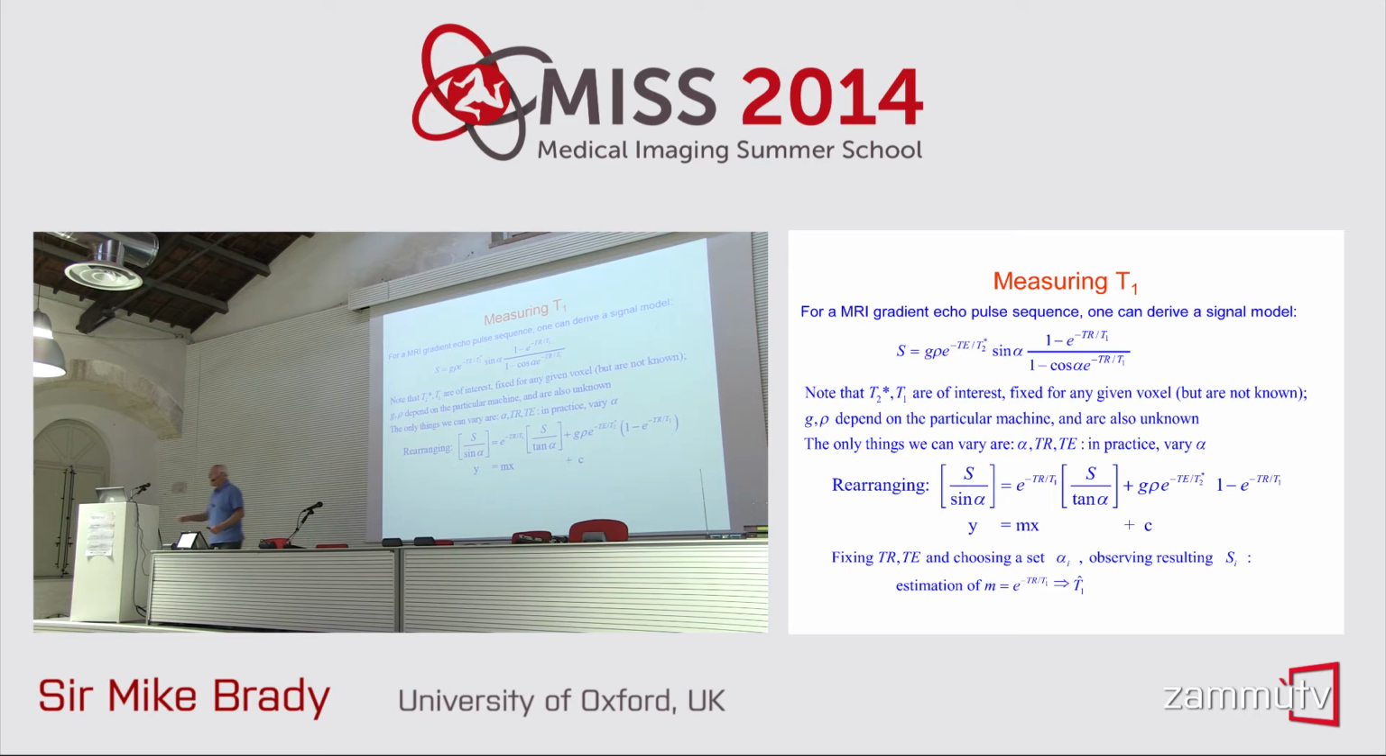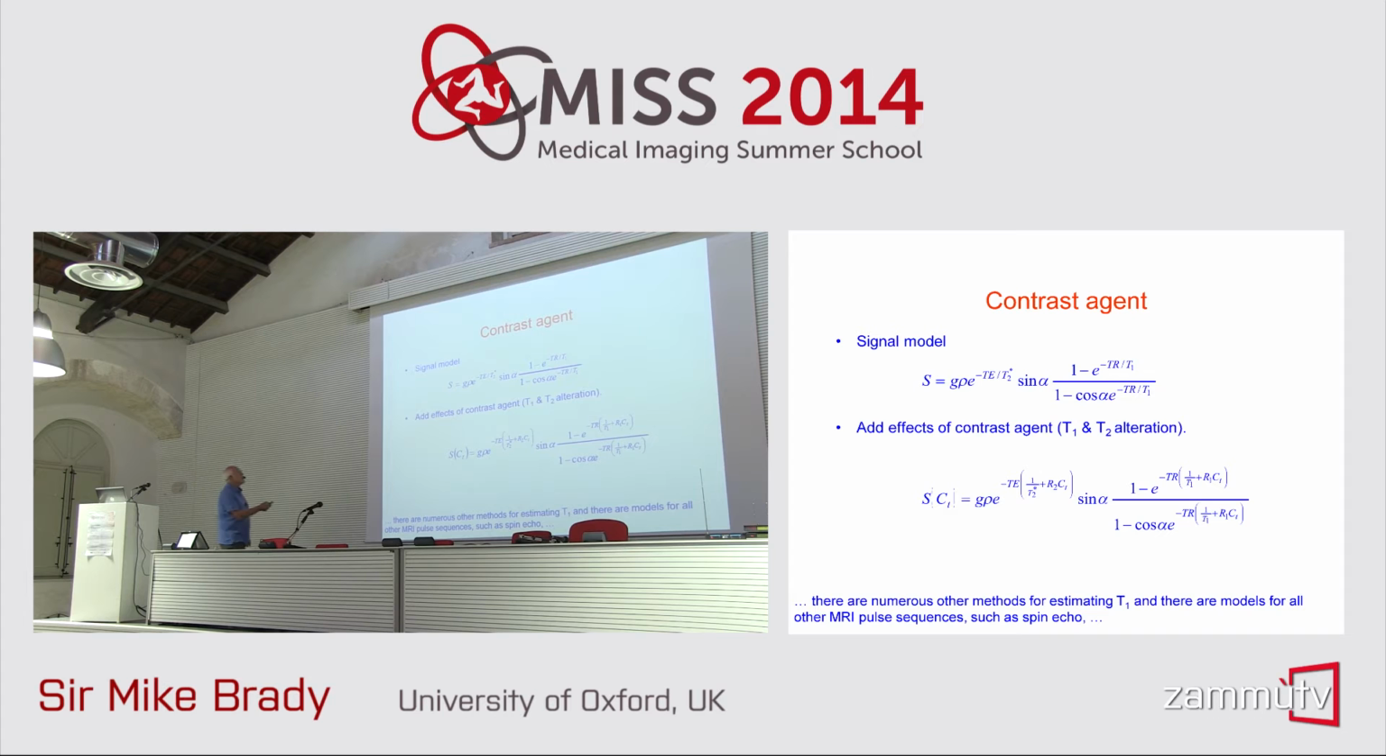So by taking a series of different flip angle acquisitions, right, and observing the results, we can estimate this gradient, which is e to the minus TR over T1, but we know TR, so we can estimate T1. Trivial. Well, not quite, because when the machine tells you 3 degrees, it doesn't mean that it really was 3 degrees. And it doesn't mean it was 3 degrees over the whole volume. So you have to be a lot cleverer than that. But nevertheless, that is the basic idea for estimating T1.